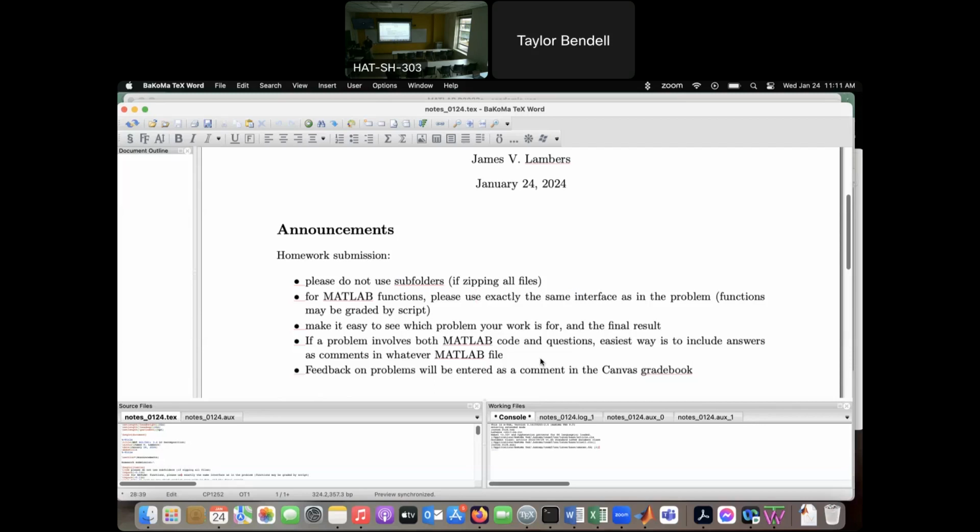Actually, it's probably easier if you don't zip them. If you just upload whatever files you have to Canvas, like I did last semester. Yeah, because then I don't necessarily have to leave Canvas. I can just click on each one.